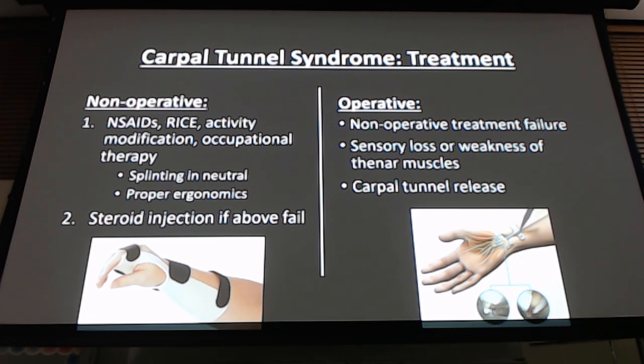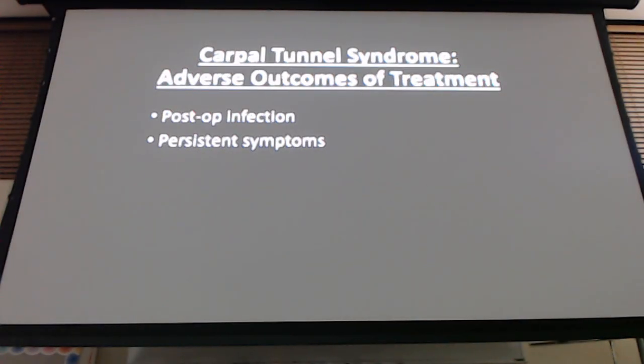For surgery, non-operative treatment failure occurs. There's a sensory loss or weakness of what? The thenar muscles. All right, so you have that wasting. And the surgery for that is a carpal tunnel release. If you're fancy, you can do them arthroscopically, but usually we'll do them open. Hand surgeons will do arthroscopy. But you basically go in there, you release that band of tissue, and hopefully decrease the amount of compression that's occurring.